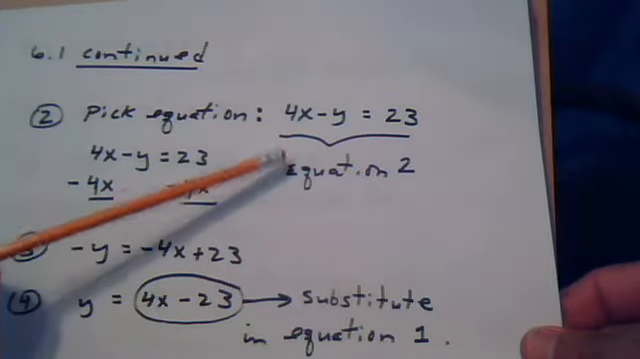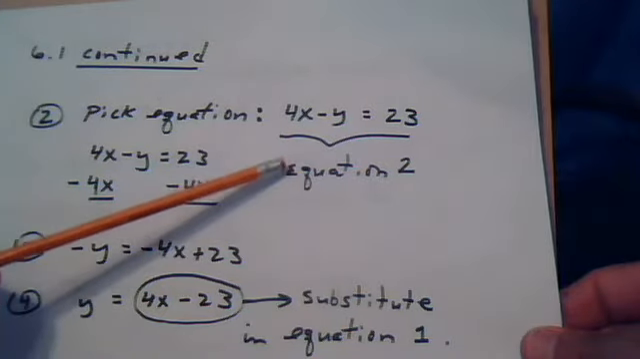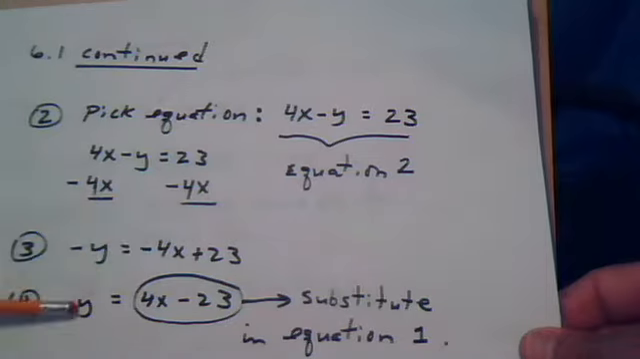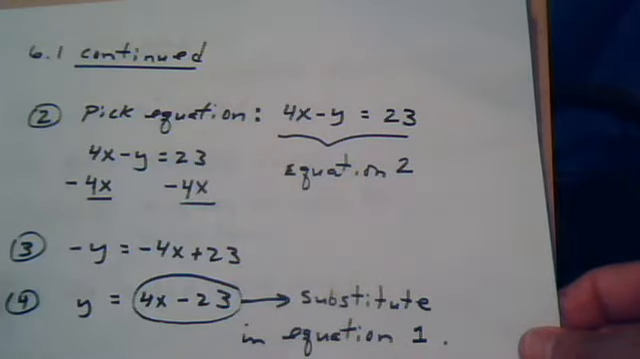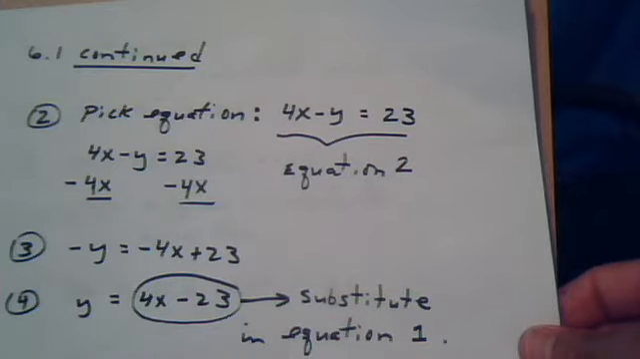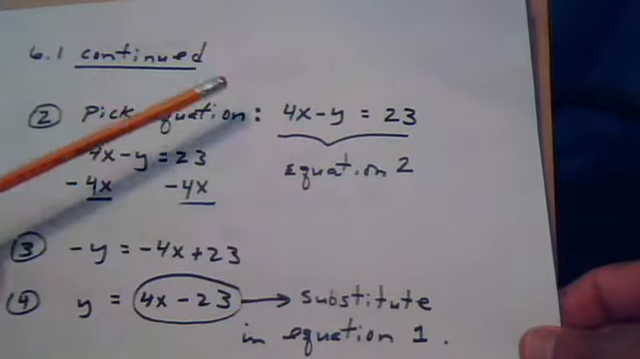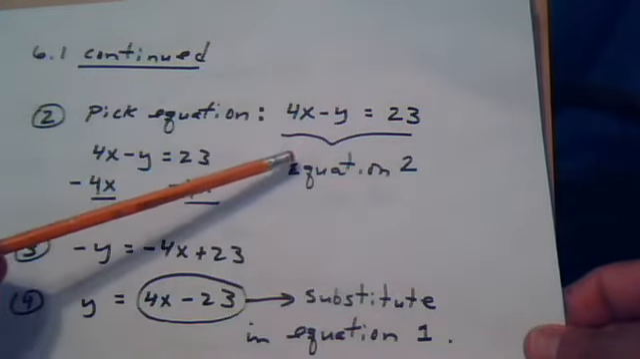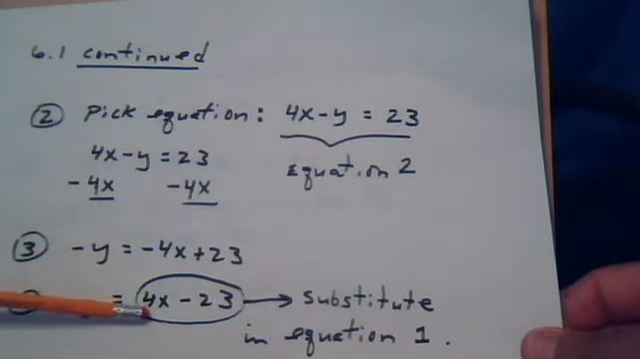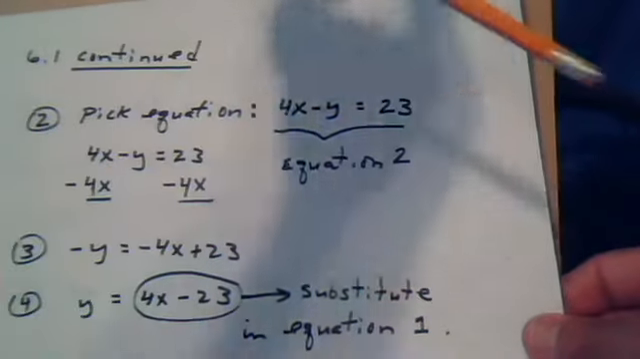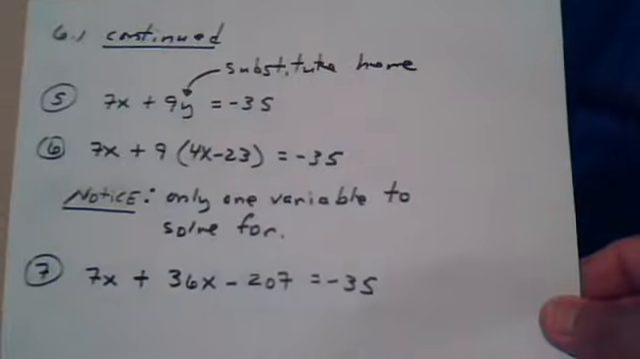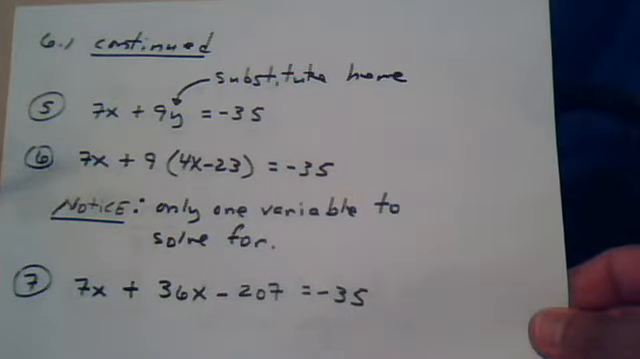So something very important. If you solve for a variable using equation 2, you don't do the substitution in equation 2. If you were to do that, you would get something like 1 equals 1. You wouldn't get information about the x and the y. So if you solved for a variable using equation 2, the substitution is going to go into equation 1, the other equation. So here's the other equation.